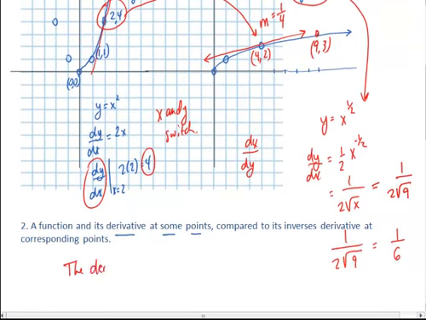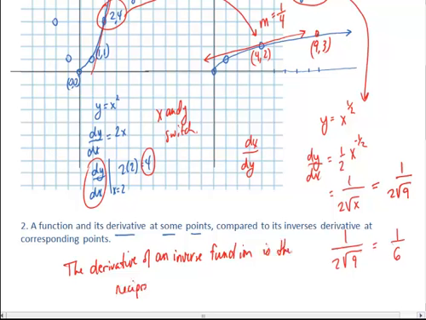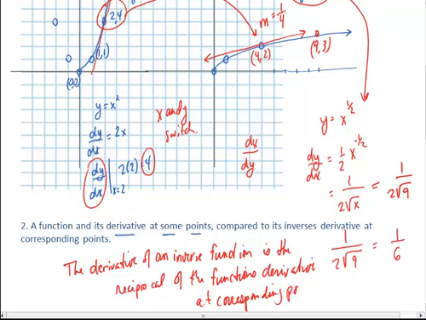The derivative of an inverse is the reciprocal of the function's derivative at corresponding points, or at the corresponding point. That's a very important point.